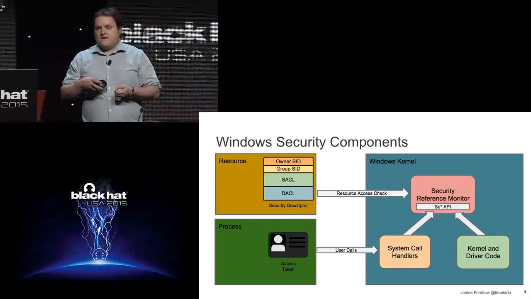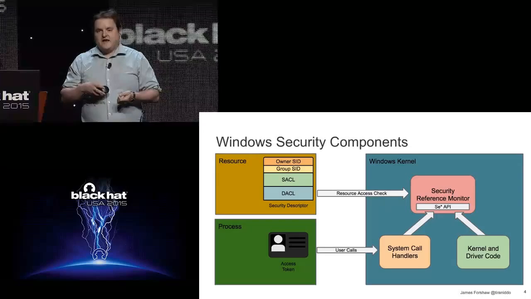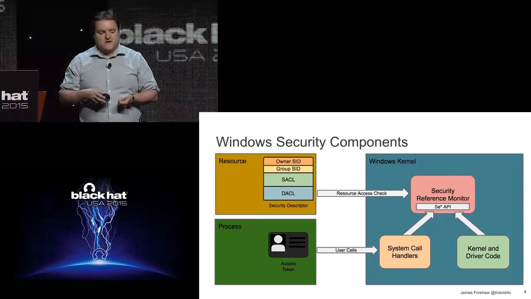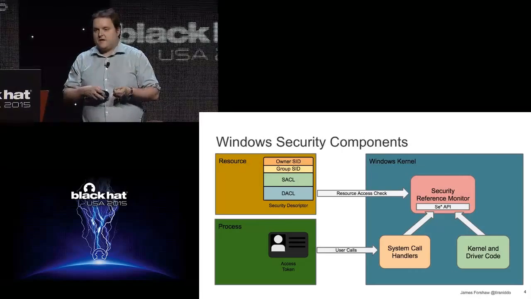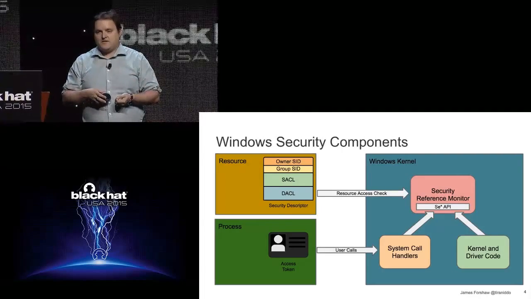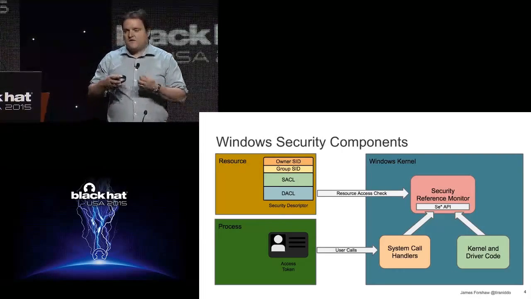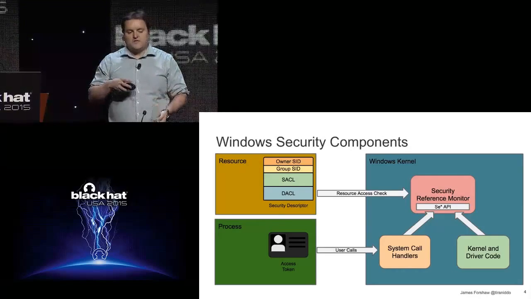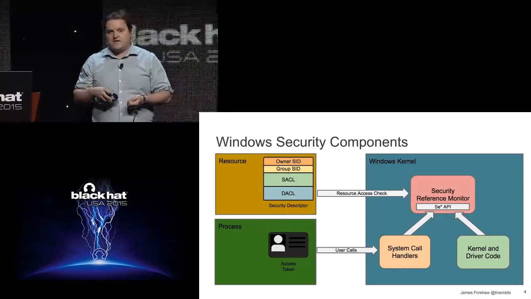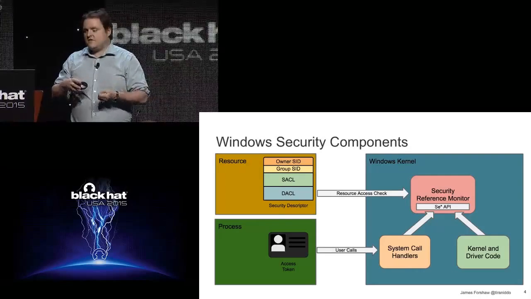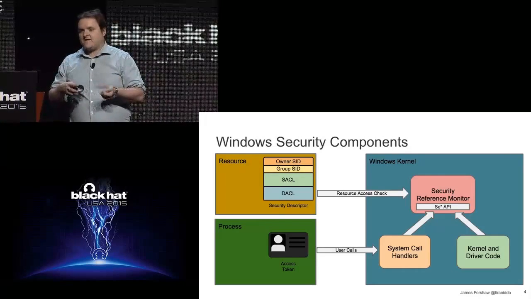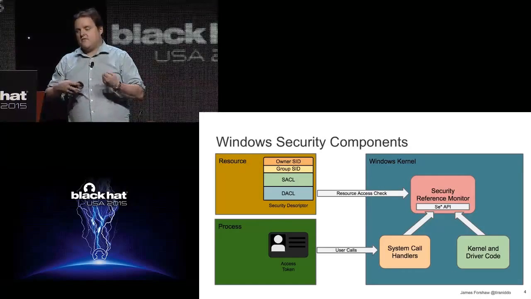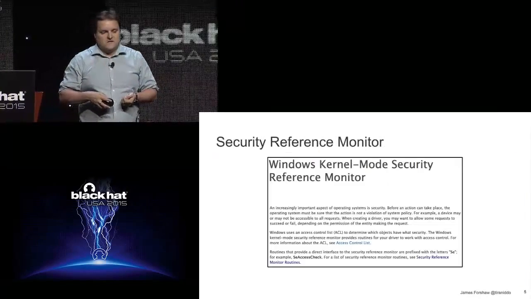The next component is the process, and specifically its associated access token. The access token is your user identity, effectively. It provides the identity to the operating system. And these two combine when you do system calls or other kernel and driver code gets involved and talks to something called the security reference monitor. The security reference monitor is responsible for actually enforcing the security of the system and providing security decisions.